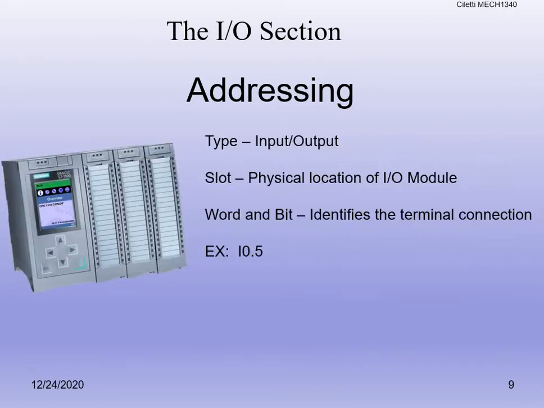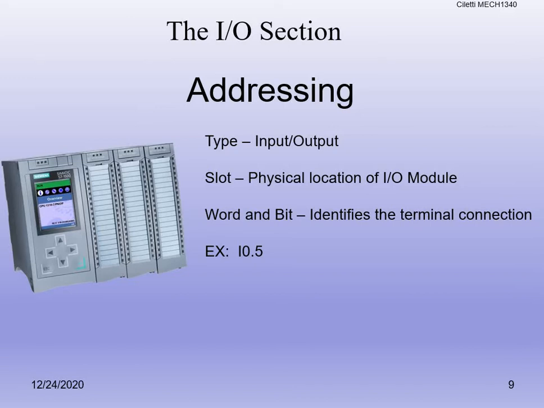All right, so here's how we're going to address in Siemens. What really happens is we give the type, the slot, and then the word and the bit. So for the type, we have to define, is it an input or an output? For Siemens, for input, we're going to use an I. For output, we're going to use a Q. So it's very important that you know that Q is an output, I is an input.